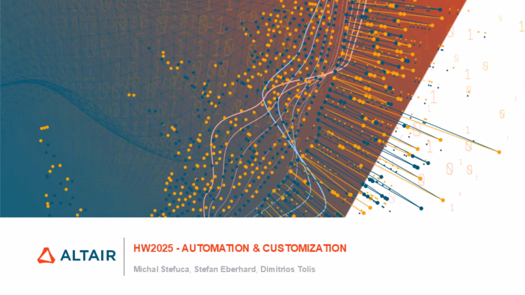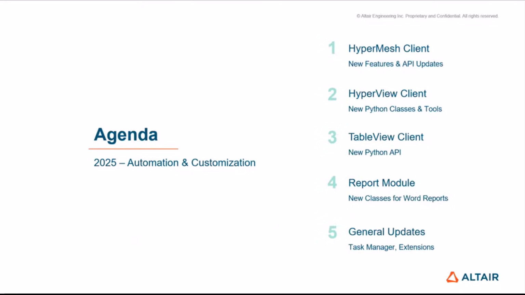Michele here, and together with Stefan and Dimitri, we'll walk you through the automation customization updates for 2025, and then we'll go straight into the individual topics. I'll start with the updates for HyperMesh client. Then I will pass it to Stefan, who will cover HyperView and table view. After that, Dimitri will walk you through an update on the report module. And if time permits, I will wrap it up with a general update on Task Manager and extensions.